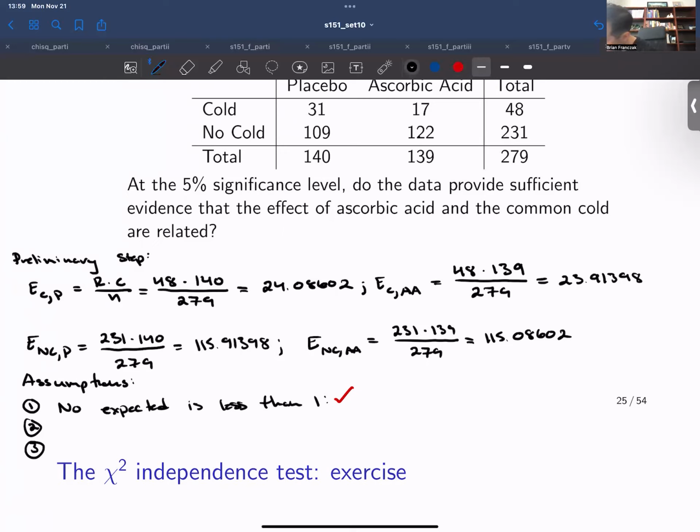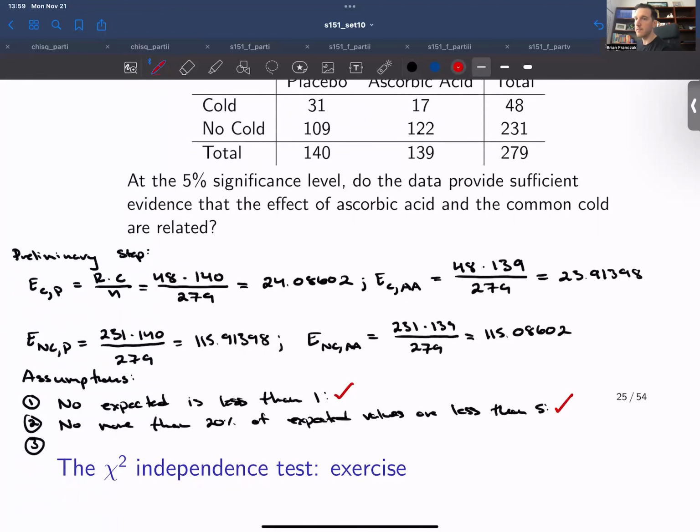Our second assumption is that no more than 20% of expected values are less than 5. Okay, well, again, this is fine because we don't have a single expected value less than 5. Every single expected value that we computed is bigger than 5. So 0% of the 4 expected values are less than 5.